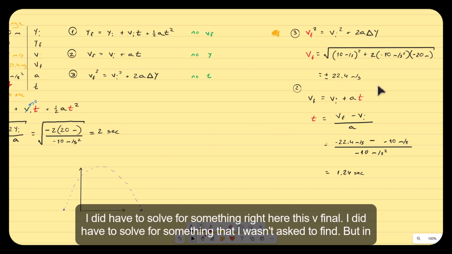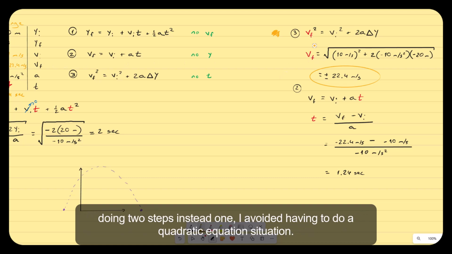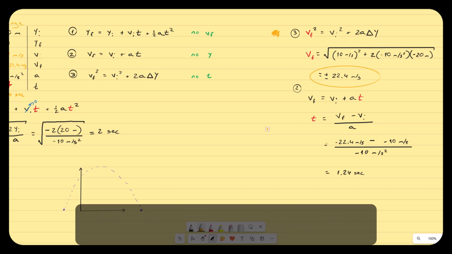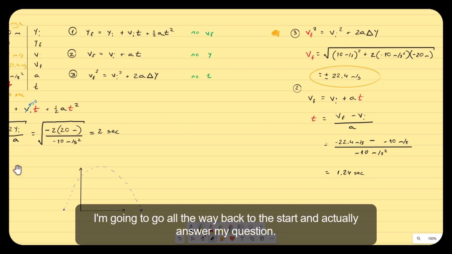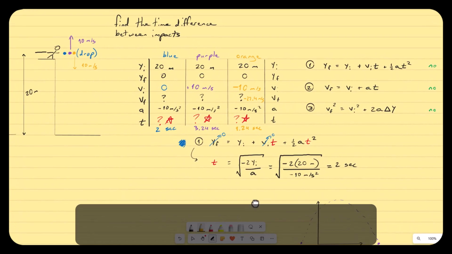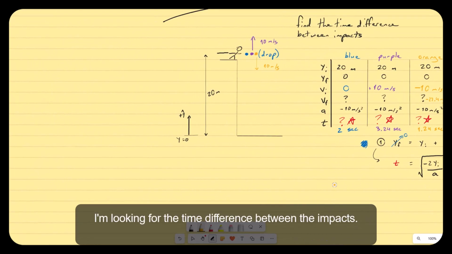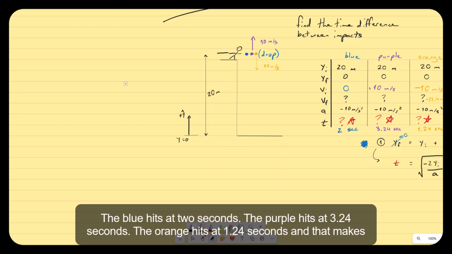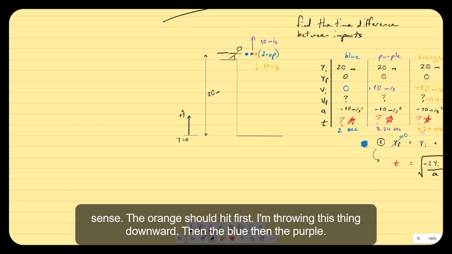I did have to solve for something right here, this v final. I did have to solve for something that I wasn't asked to find, but in doing 2 steps instead of 1, I avoided having to do a quadratic equation situation. I'm going to go all the way back to the start and actually answer my question. I'm looking for the time difference between the impacts. The blue hits at 2 seconds, the purple hits at 3.24 seconds, the orange hits at 1.24 seconds, and that makes sense. The orange should hit first. I'm throwing this thing downward, then the blue, then the purple.